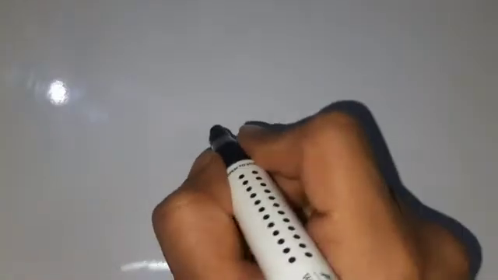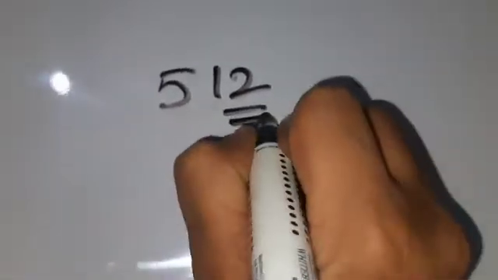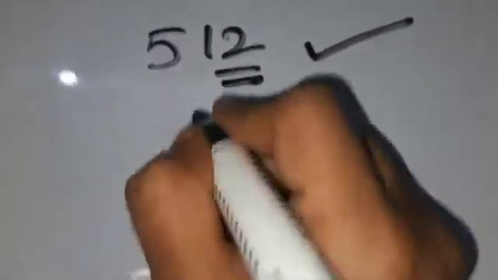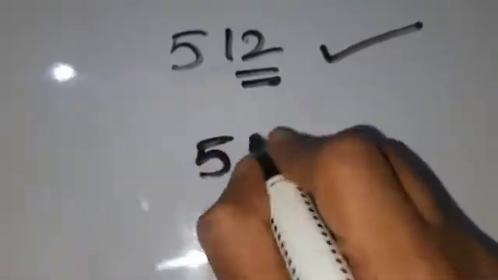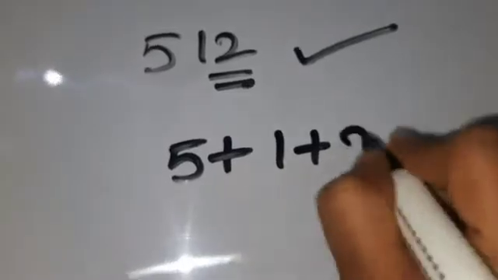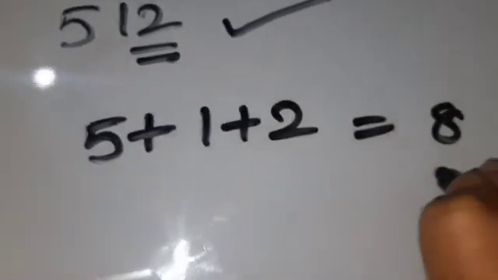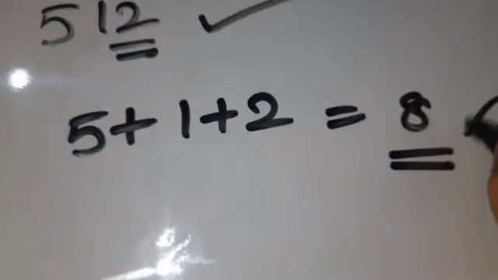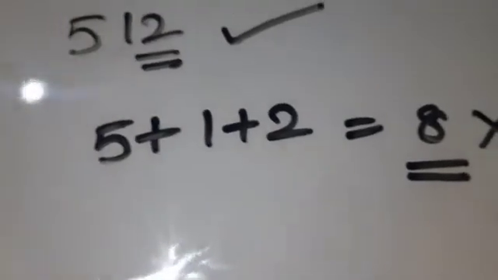Now, let us check with one more example. 512. See, here the last digit is 2. So, it is easily divisible by 2. Now, let's check for the divisibility of 3. 5 plus 1 plus 2 is equal to 8. The number 8 does not come in the 3 table. So, this number is not divisible by 3.